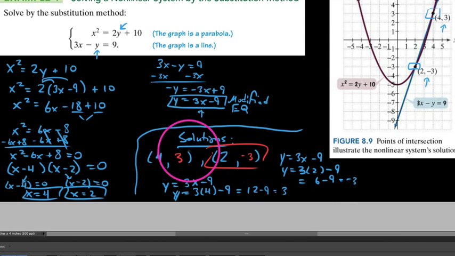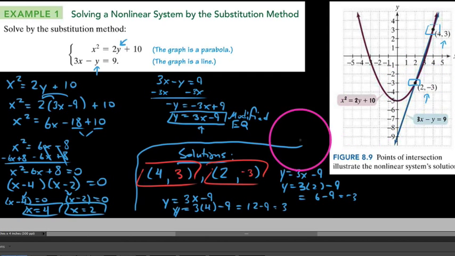One thing I want you to see here is that when you look at this graph, we can support this graphically. We have 2 points of intersection: at 2, negative 3, which was one of our solutions, and at 4, 3, which was our other solution.